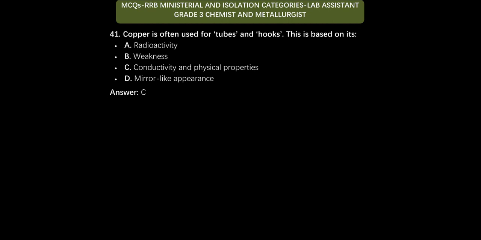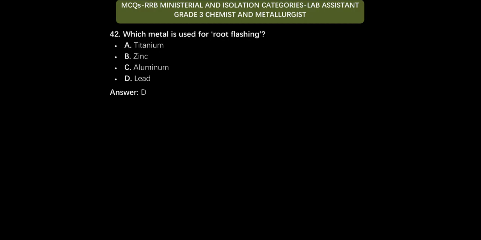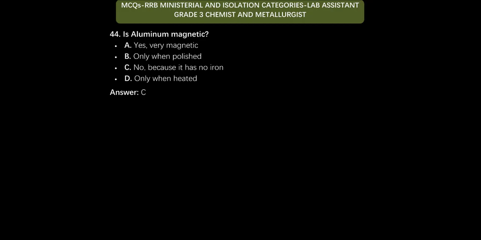Copper is often used for tubes and hooks. This is based on its option C, conductivity and physical properties. Which metal is used for roof flashing? Option D, lead. What metal is used for beer cans? Option A, tin. Is aluminum magnetized? Option C, no, because it has no iron.